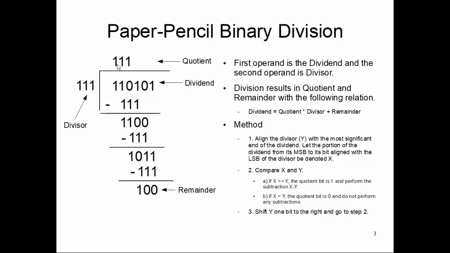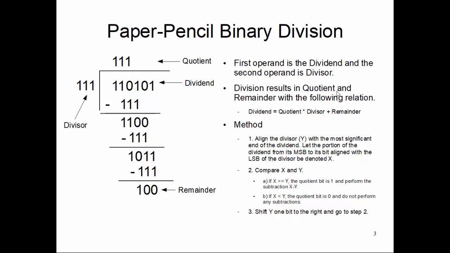Then we multiply 1 with the divisor and get 111 to be subtracted from that pattern 1101, and then we bring down the next bit beside the subtraction result of the previous step, and if it is more than the divisor, we keep on multiplying, keep on identifying the quotient bit and do the same subtraction one at a time until we get a bit pattern which is less than the divisor. So in this case, my quotient is 111 and remainder is 100.